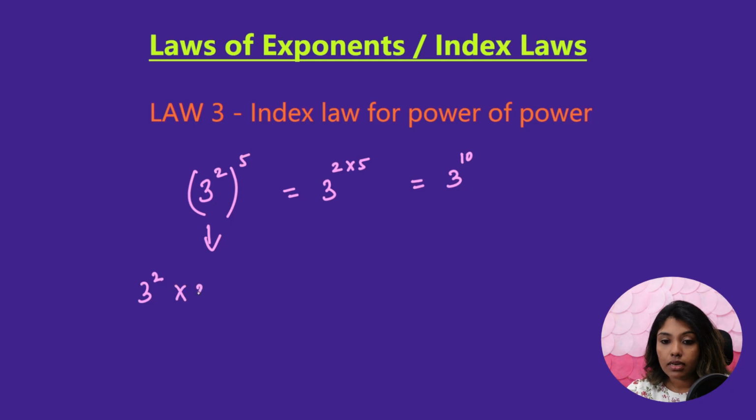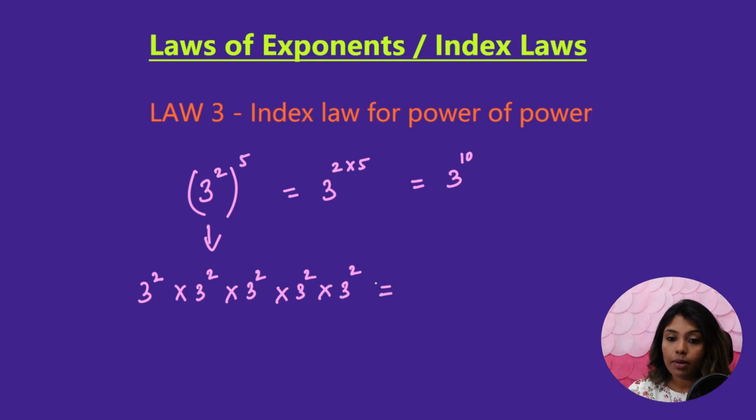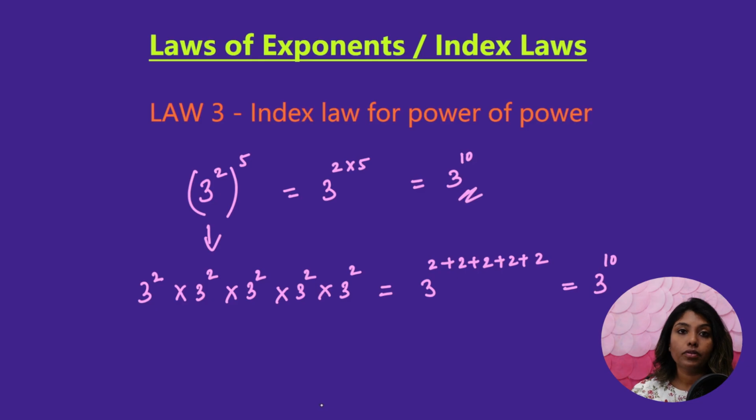So 3 squared times 3 squared times 3 squared times 3 squared times 3 squared. Now applying rule 1, all the bases are the same, you have multiplication in between, you can add the exponents, right? So that gives you 3 to the power of 2 plus 2 plus 2 plus 2 plus 2, which is 3 to the power of 10, which is the same as your previous answer, right? Now, instead of doing this the long way, this gives you a simpler answer.